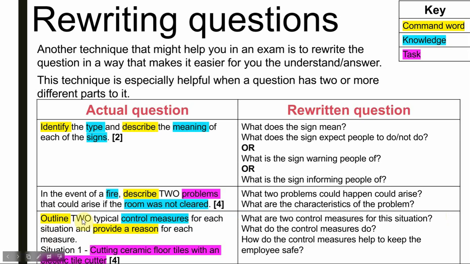Here we've got outline as our command word, which we know is the same as describe, so that's what with detail. And then we've got provide a reason, which we know is the same as explain. Okay, in this case, it's the how is the measure helping, not why is the measure being used. So we've got what are two control measures for this situation, what do the control measures do? Those two questions mean you've done the outline part. And then how do the control measures help to keep the employee safe? How is that measure doing what you're asking it to do?